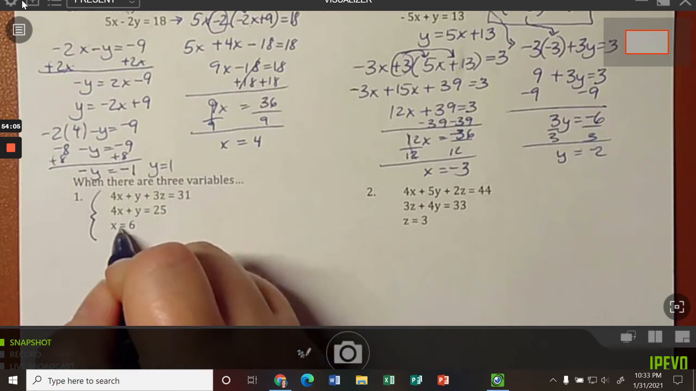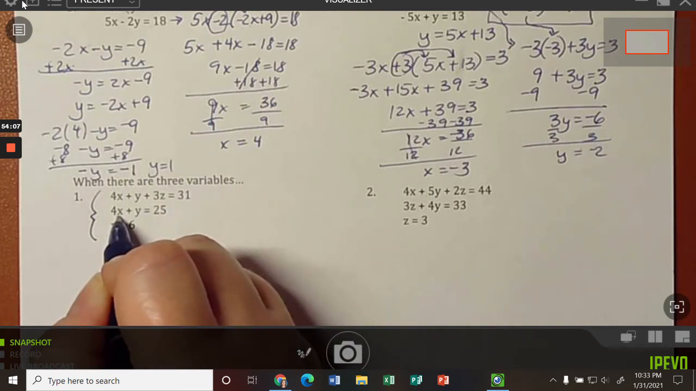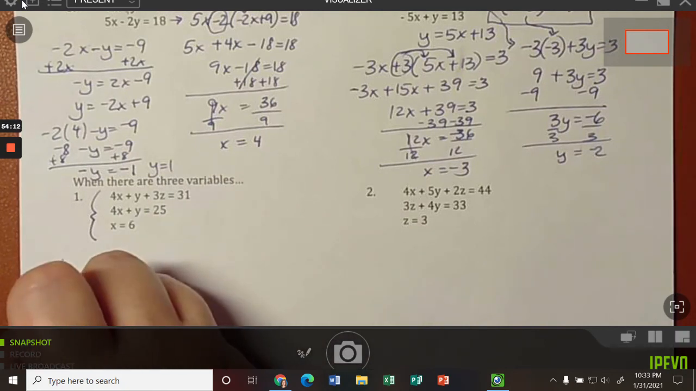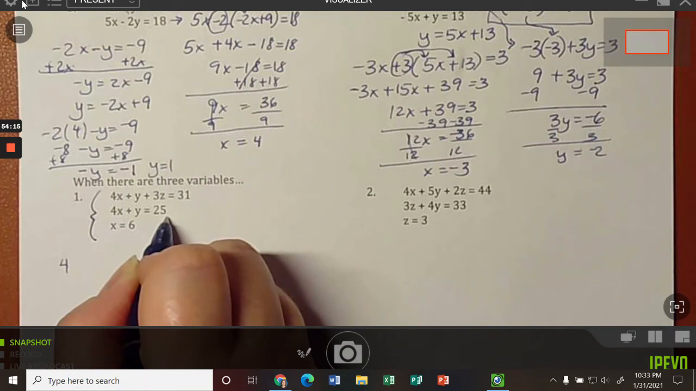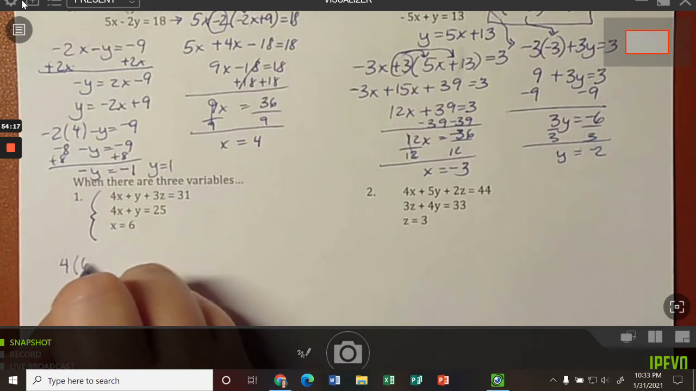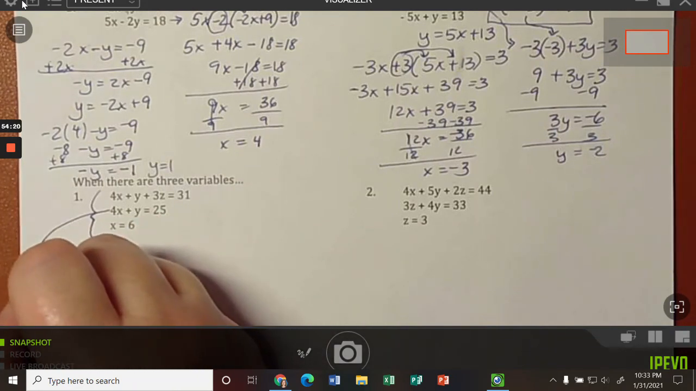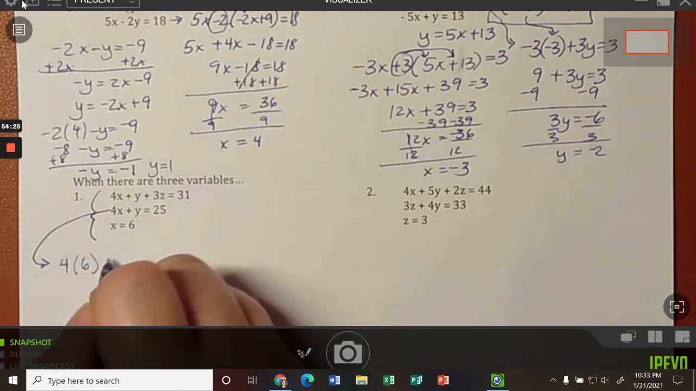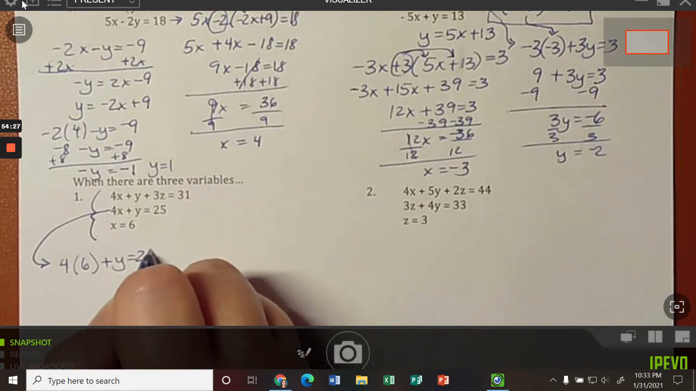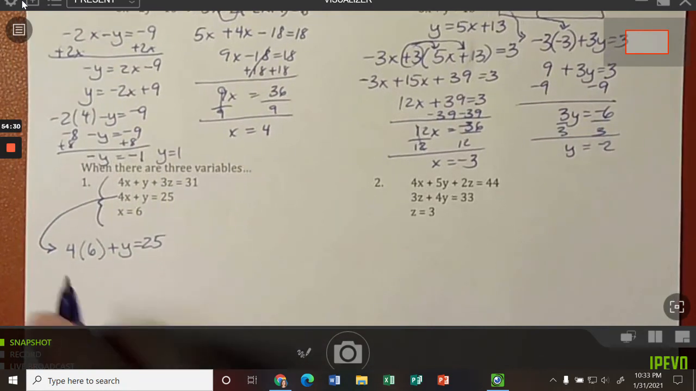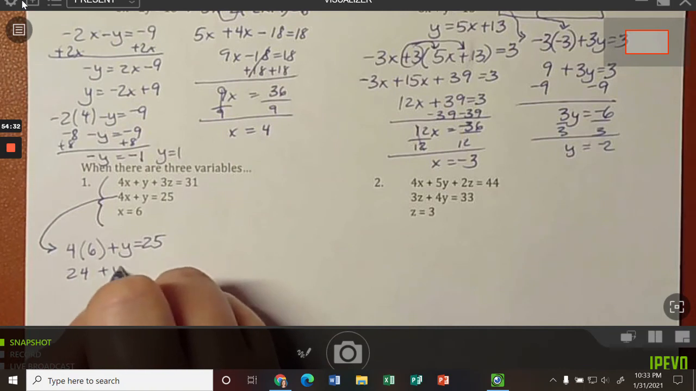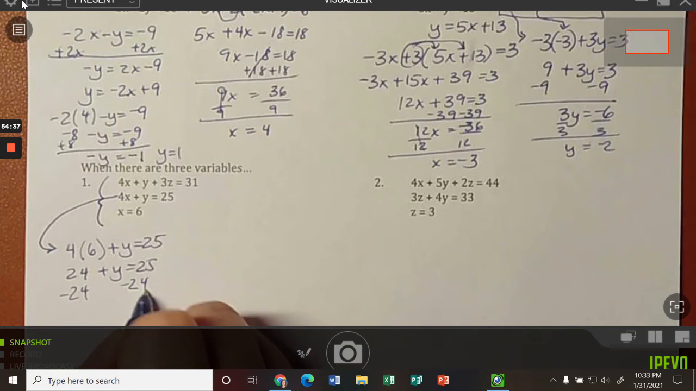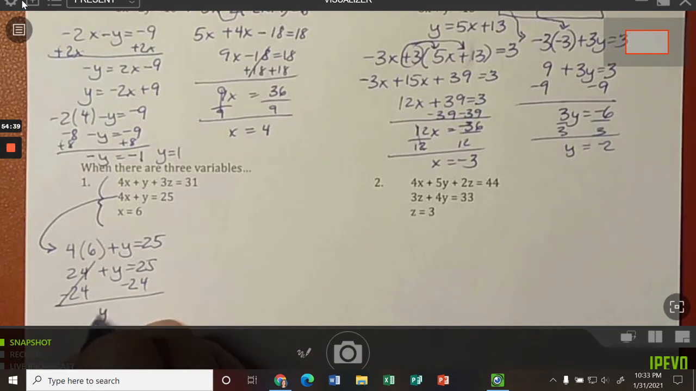So again, we're just subbing this 6 in for x here, which is going to give us a one variable equation, and we can solve for y. So instead of 4 times x plus y equals 25, we'll say 4 times 6. I'm just rewriting this equation right here, but I'm plugging in 6 for x. So 4 times 6 plus y equals 25. 4 times 6 is 24. Bring down the plus y equals 25. Subtract 24 from each side to isolate the variable y. This gives us y equals 1.